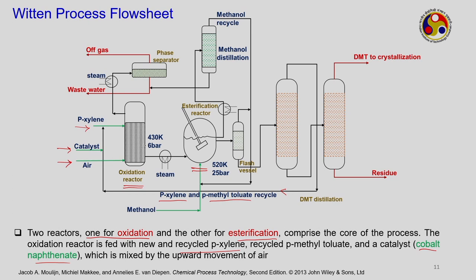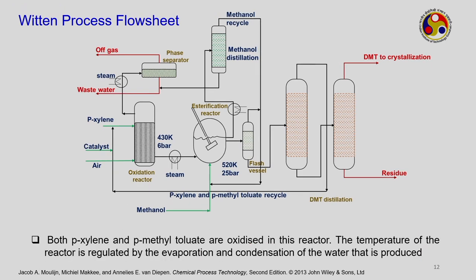Here air is sent from the downside of the reactor. The reaction takes place here. Products are formed here, and these are the conditions: 430 Kelvin and 6 bar pressure. What happens in the next step? In the next step, both paraxylene and paramethyl toluate are oxidized in this reactor. Now remember, there was a sequence, right? Initially paraxylene, then paratoluic acid, then paramethyl toluate, then again paramethyl terephthalate.